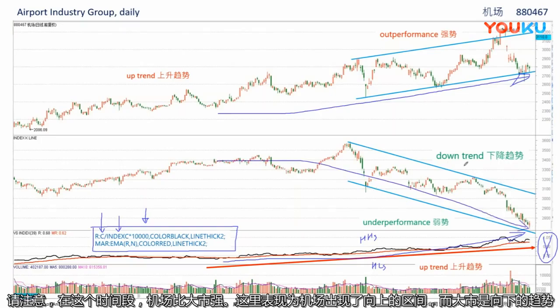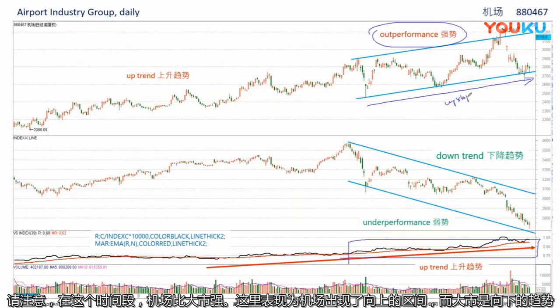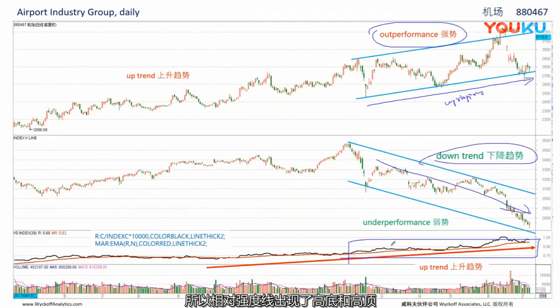And please note that it was really evident to us in this area right here that the airports group is outperforming the market. We were seeing how there is an upsloping range that is forming on the way up, whereas in the market we're seeing a downsloping or downtrending environment. So therefore the relative strength is going to show that with the higher highs, higher lows.